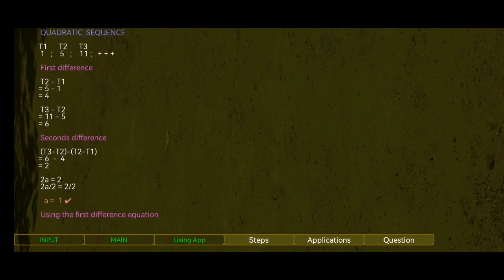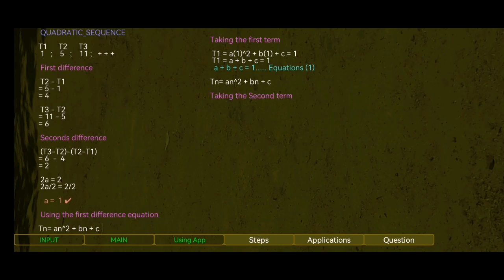And then we're using the first difference equation. From this one, you just use the first difference equation. You know that the first term is 1, so we just put 1, 1, 1. Where there's n, we just put 1. Call this equation 1. And then for taking the second term, substitute, and call this equation 2. Then we're going to take both of these equations and subtract one from the other.